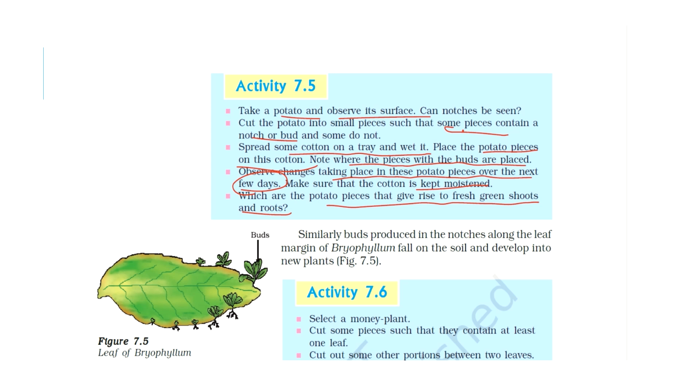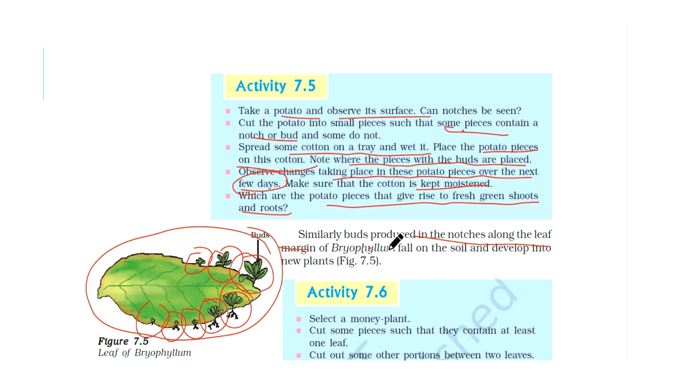Similarly, buds are produced at the notches of leaves, like in Bryophyllum. If you see these leaves, at the corner notches there are buds which produce new plants. These parts fall from the Bryophyllum onto the soil and develop into new plants, right?